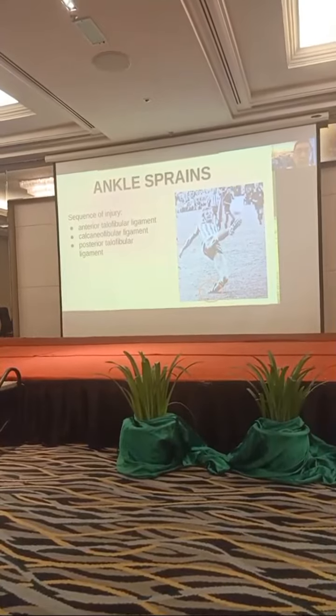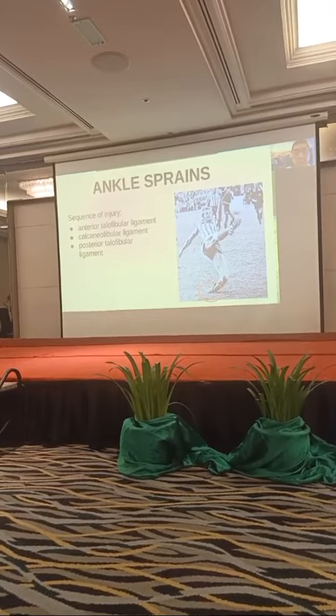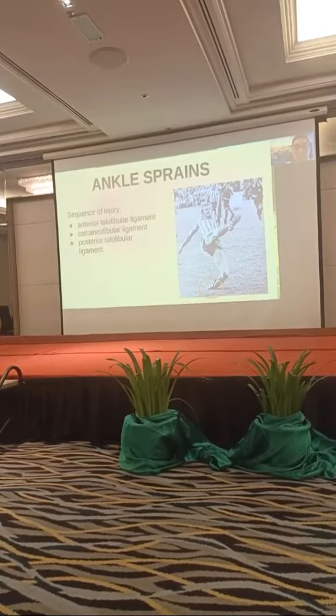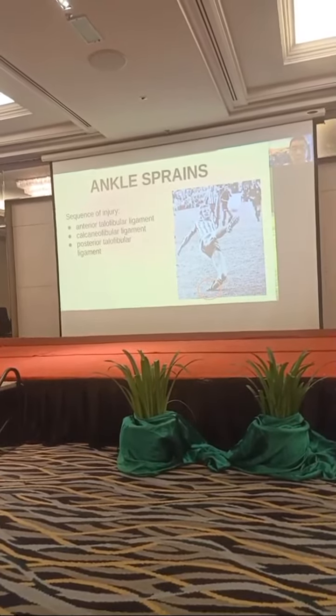The sequence of injury in the ankle sprain is usually, first of all, the anterior talofibular ligament gets injured, followed by the calcaneofibular ligament, and if the injury is more severe, the posterior talofibular ligament will be involved.